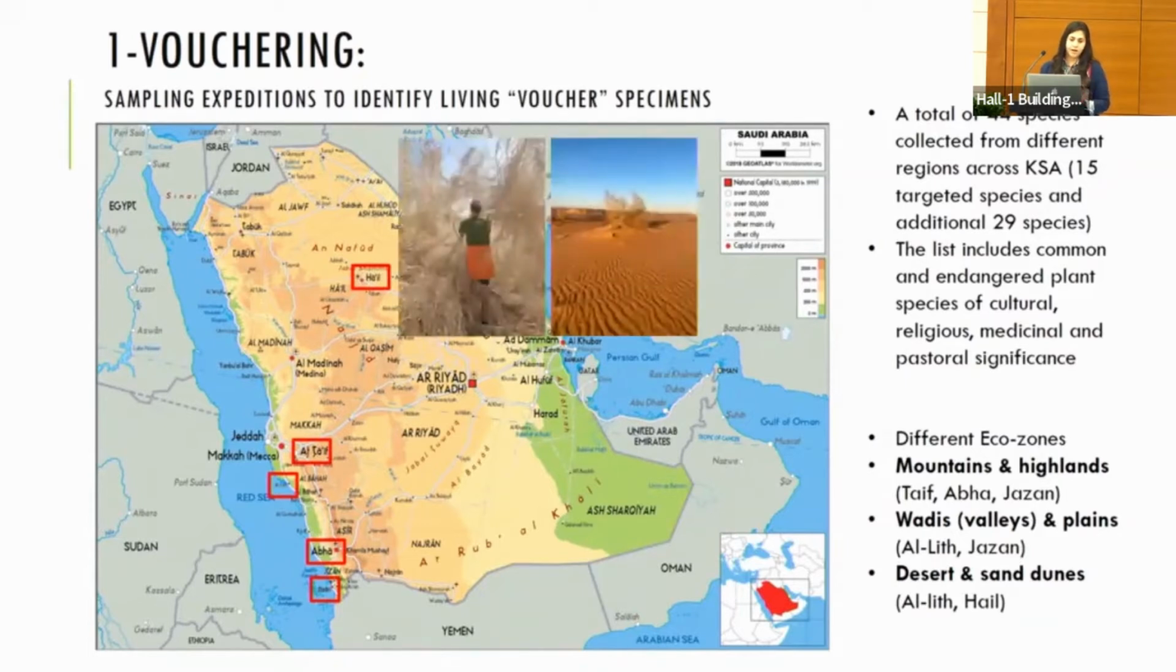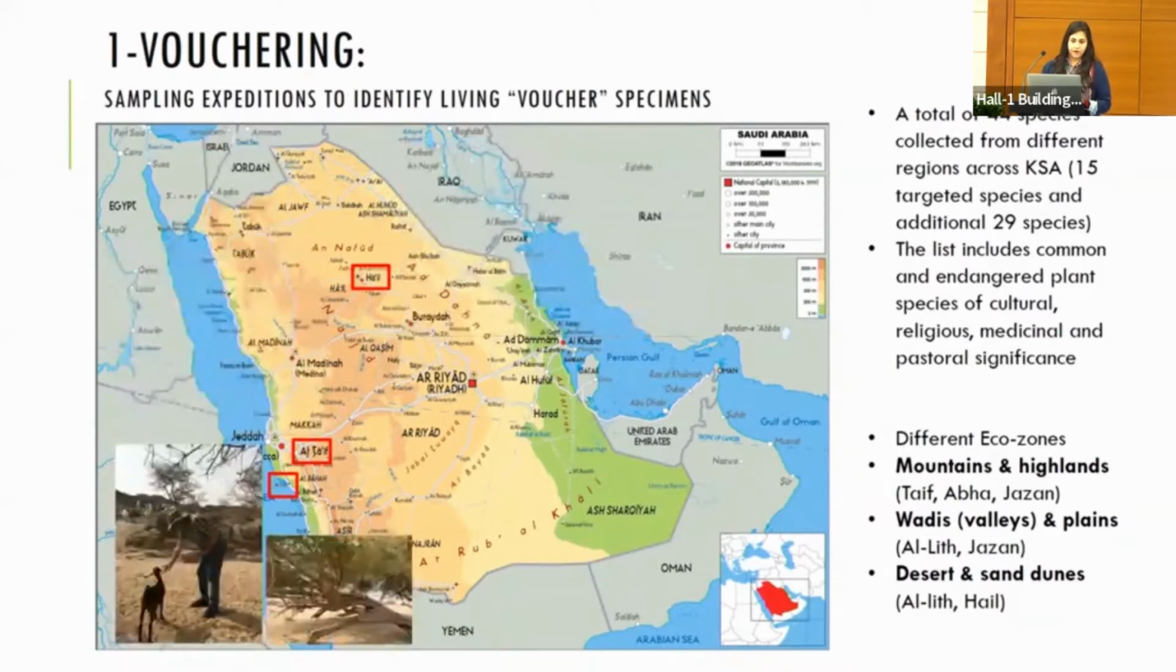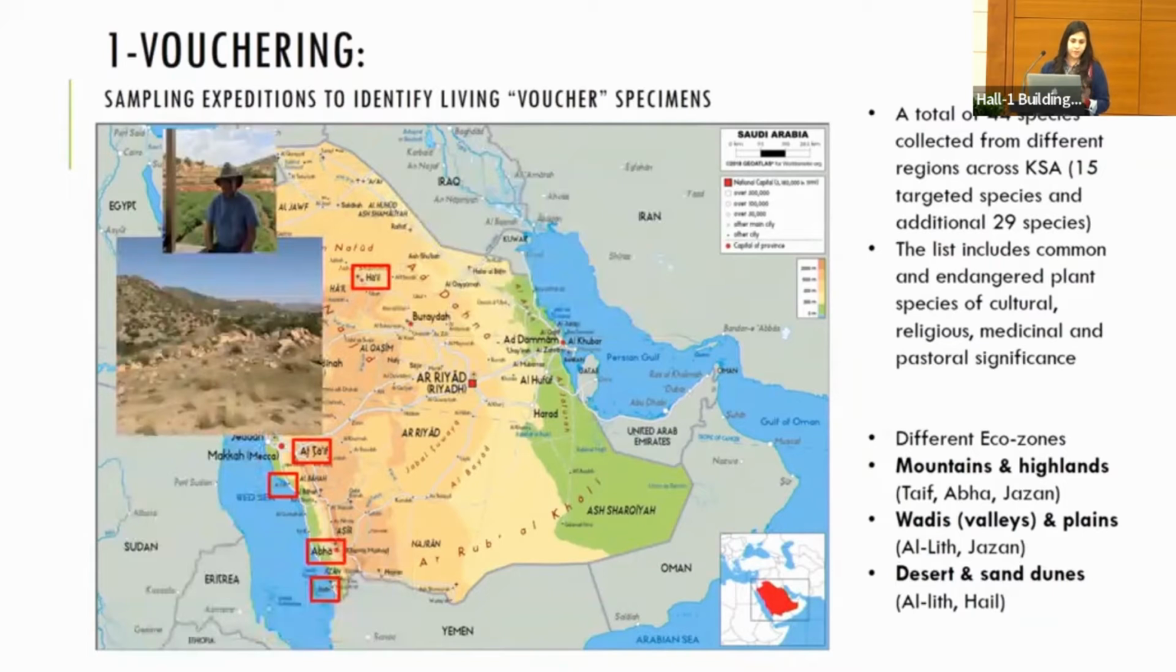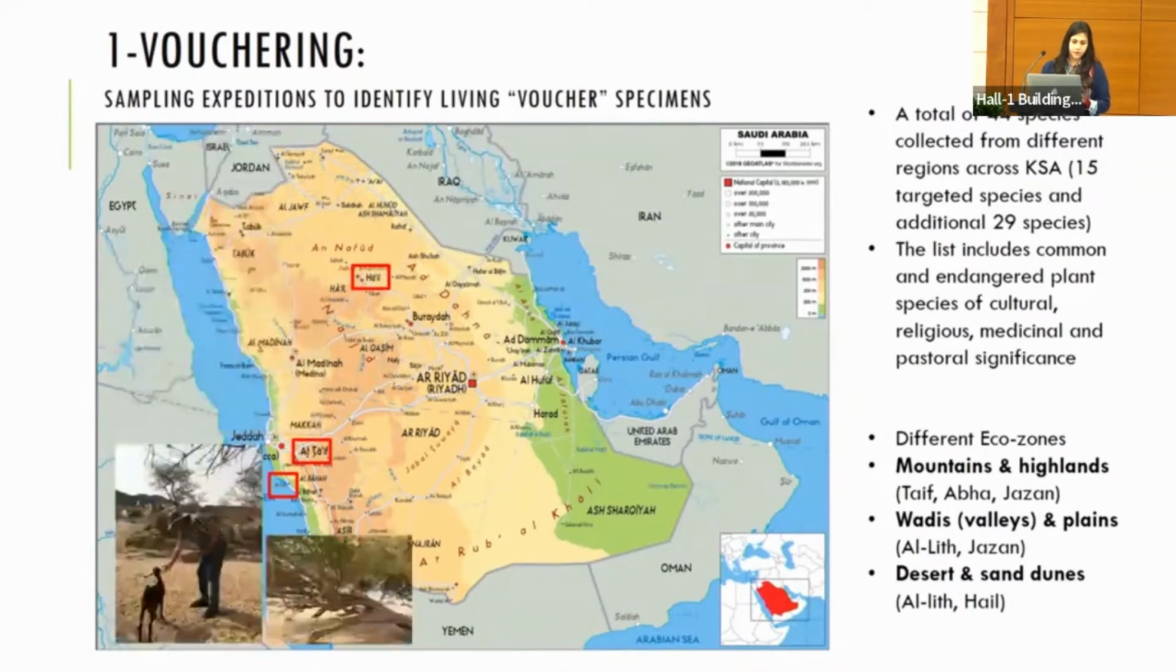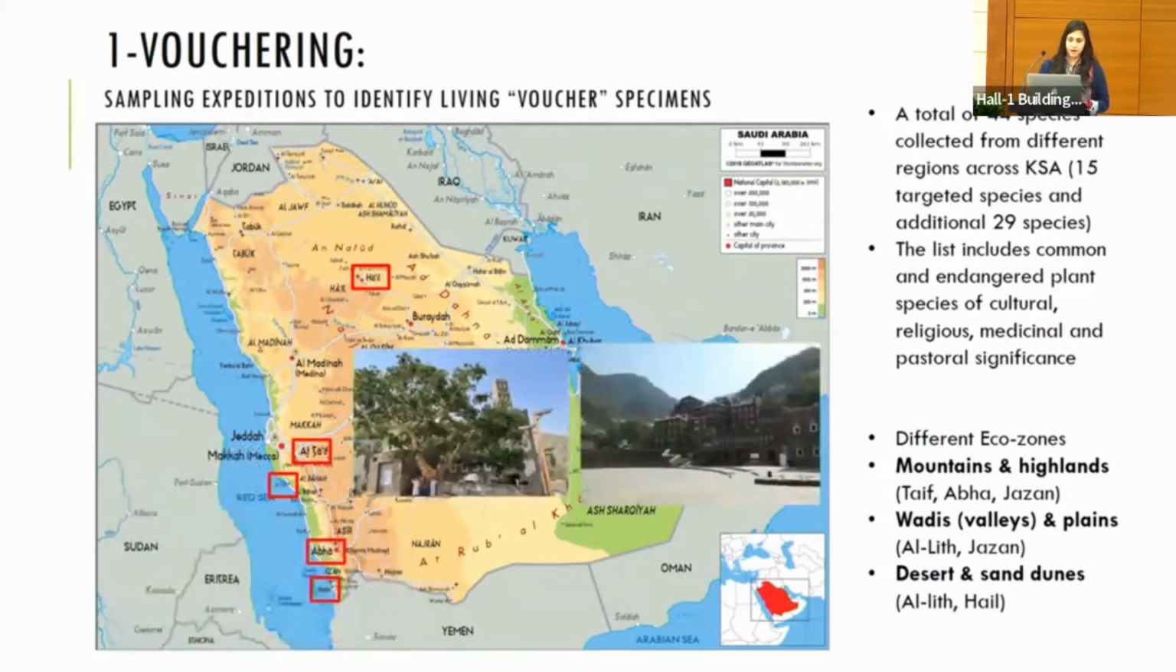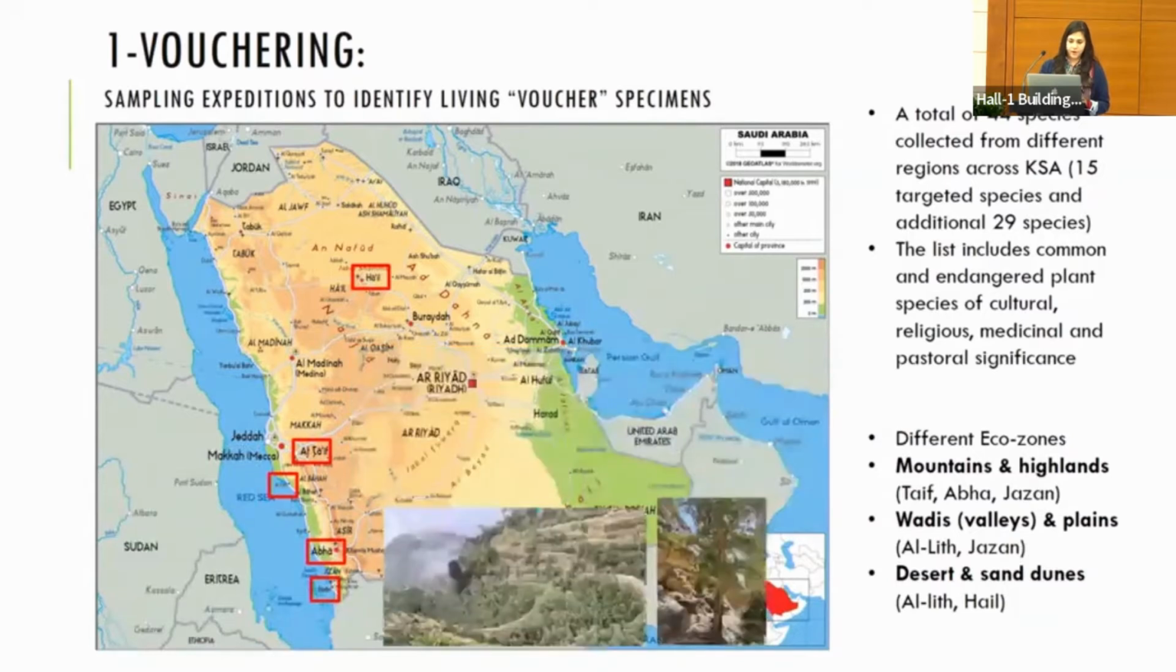So from Hail, we managed to collect 9 species. From Taif, we collected 4 species. From Alith, we managed to collect 6 species. And from Abha, 10 species. And finally, 15 species from Jazan.